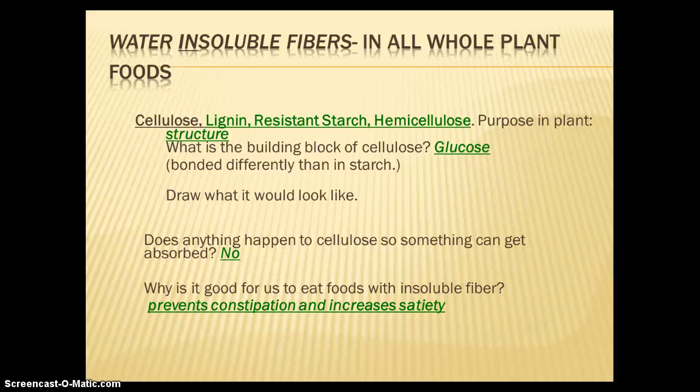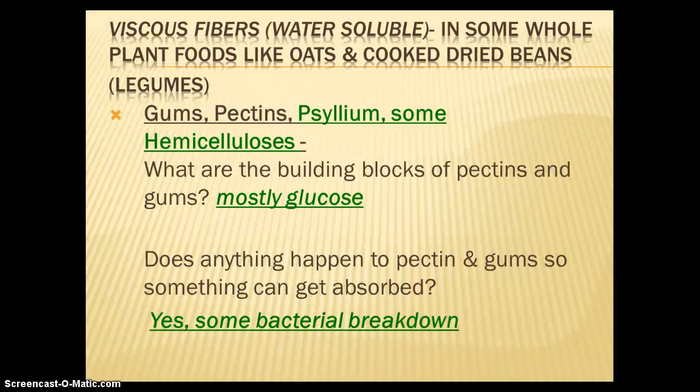So it looks like strands of tightly compacted glucose all hooked together. It provides bulk against the colon. It acts like a scrub brush and cleans it out. It makes you full and prevents constipation. Water-soluble fibers are very different. Gums, celluloses, pectin, guar gum, locust bean gum. Bacteria do go to work on them a little bit, beginning to break them down, and they give you side effects.